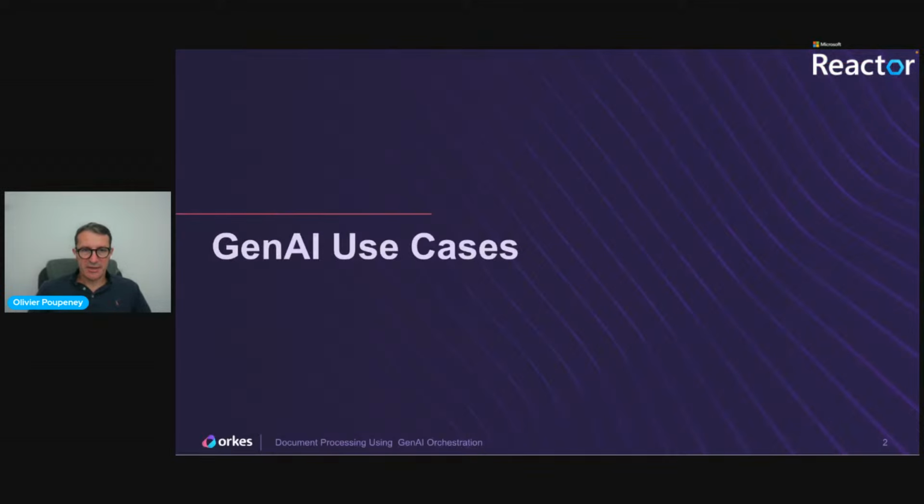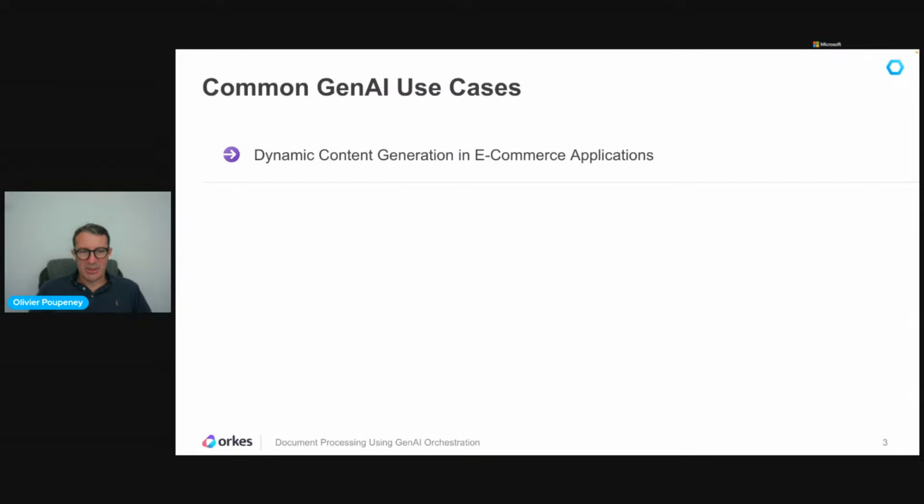And for that, before really jumping into the core of the topic, I would like to go over some generative AI use cases. Probably you know a lot of them, but I would like to go over them to make sure that everyone understands where the document processing is coming from.